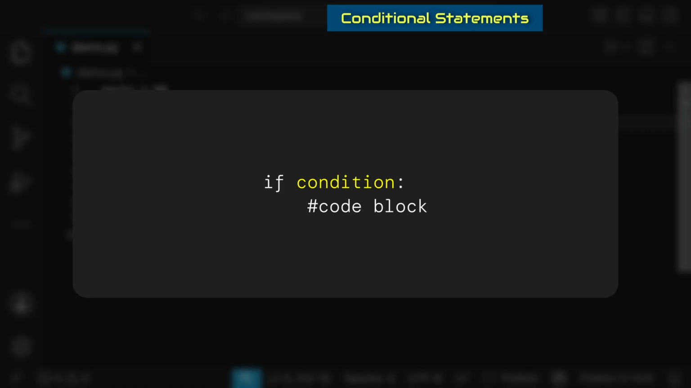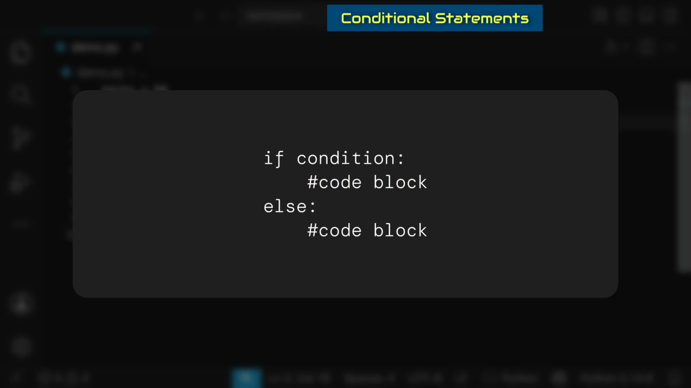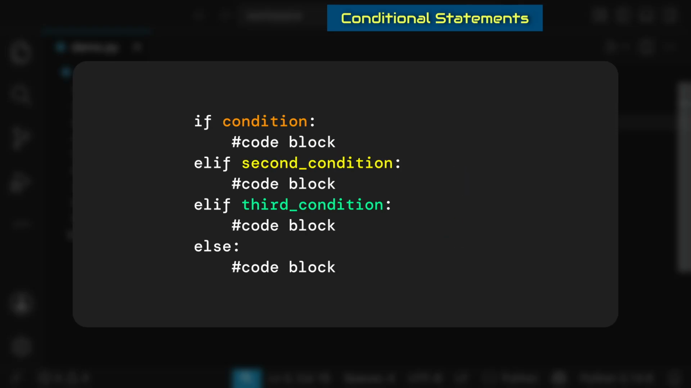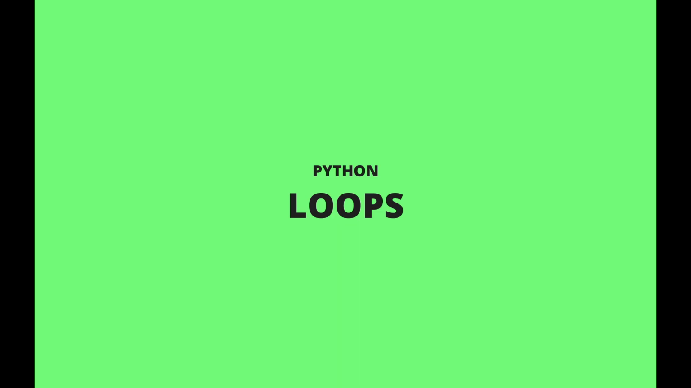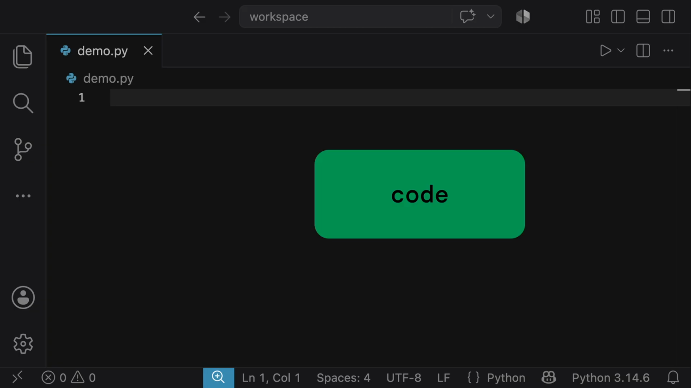The if statement executes code only when a condition is true. The if-else statement allows us to choose between 2 different blocks of code. The if-elif-else statement helps us handle multiple conditions. Loops allow us to execute the same block of code multiple times.